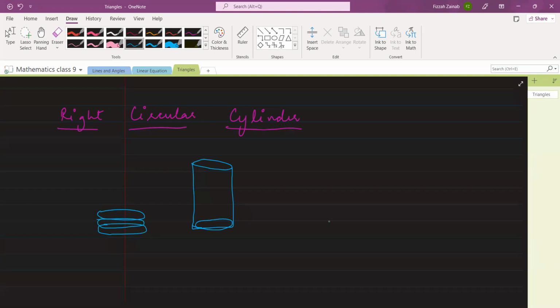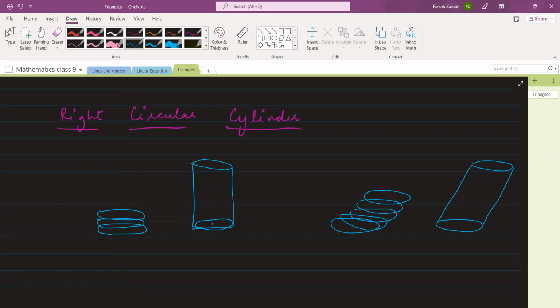Now, what happens if I place one coin like this? Another coin slightly outside, then another coin slightly outside, then here, I'm doing like this. They will not fall, you know that, right? So ultimately, I get a figure which looks like this. Is it a cylinder? Yes, it is a cylinder, but it is not a right circular cylinder.